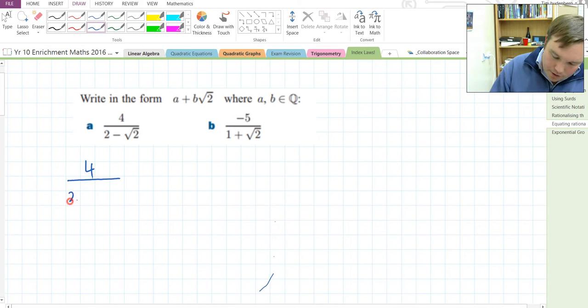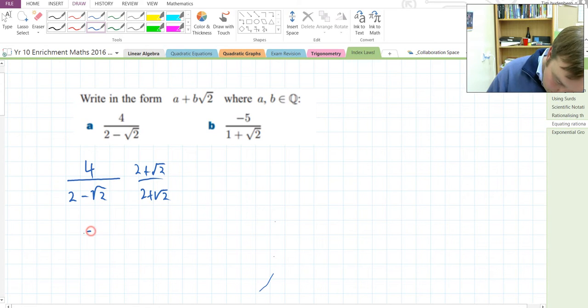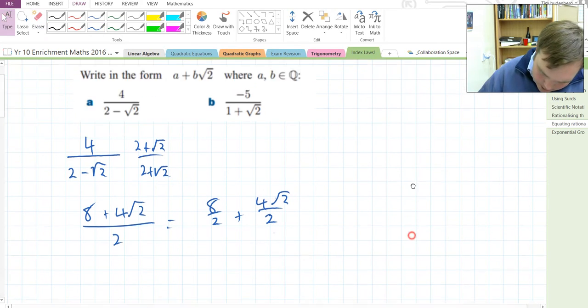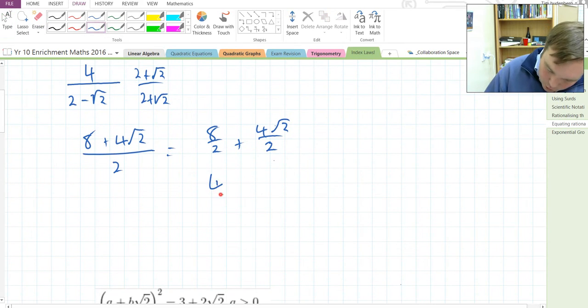So, 4 over 2 take root 2 multiplied by 2 plus root 2 over 2 plus root 2 is going to be 8 plus 4 root 2 over 4 take 2 is 2. Now, written like this, you can think of it as two parts. It's really 8 divided by 2 plus 4 root 2 over 2. Then 8 divided by 2 is 4 plus 2 root 2. So therefore, this here is our a, this here is our b.